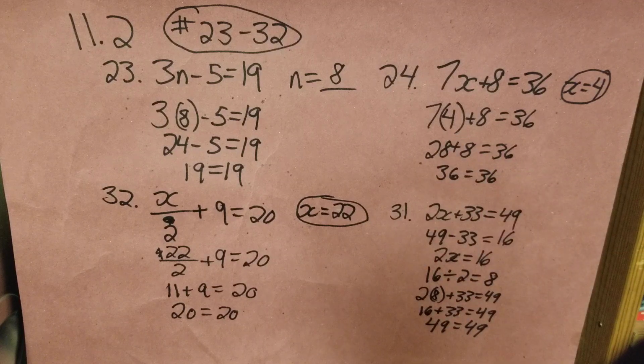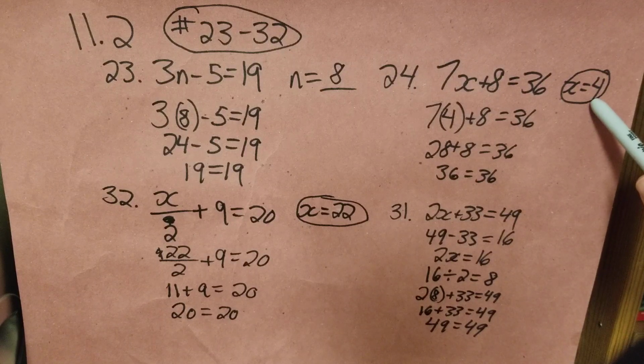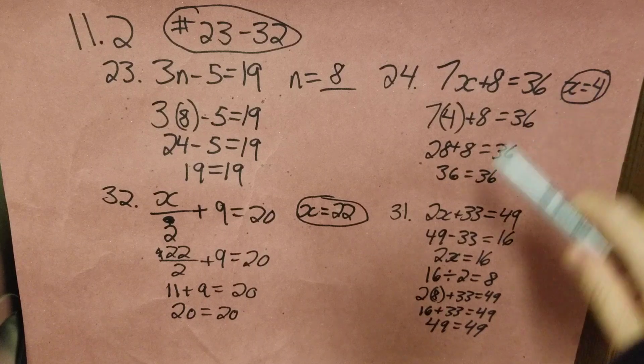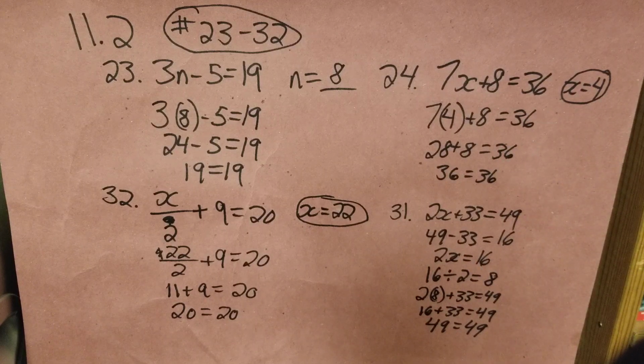So now I'm going to try 4. 7 times 4 is 28. 28 plus 8 is 36. Hey, I got the right answer. So I've guessed, and now I have to do the check. The check is where I really need you to do your work. I need you to do these on a separate piece of paper and prove that you have the right answer. On the quizzes, it's just multiple choice. I get that. I'm just trusting that you're doing this.